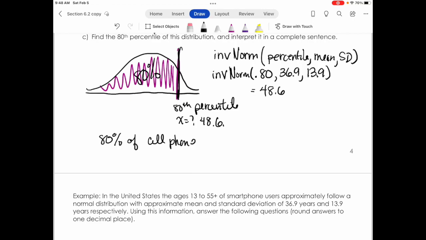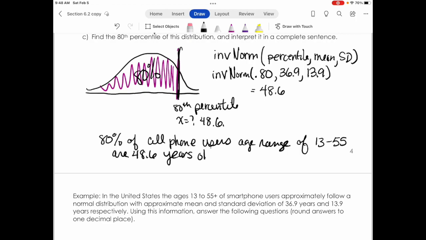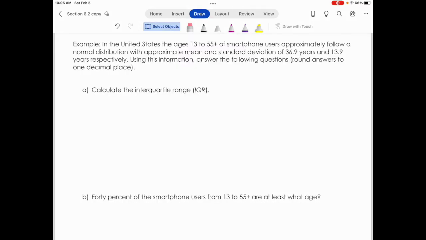80% of cell phone users, and that's specifically for the age range of 13 to 55, we would say 80% are 48.6 years old or younger.